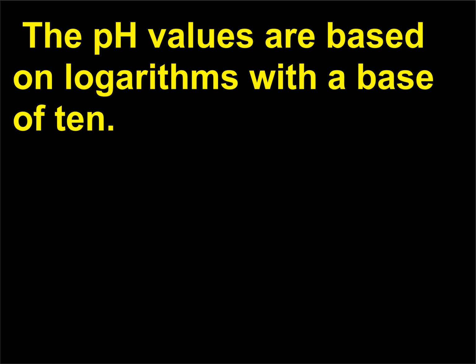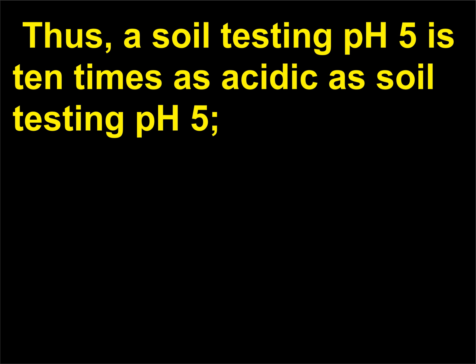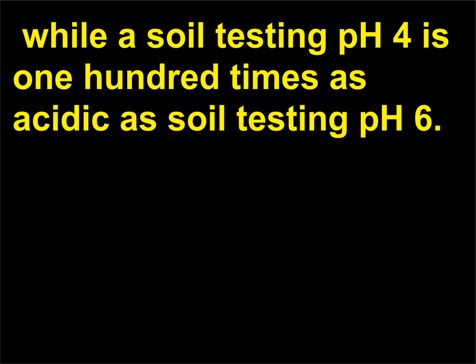The pH values are based on logarithms with a base of 10. Thus, a soil testing pH 5 is 10 times as acidic as soil testing pH 6, while a soil testing pH 4 is 100 times as acidic as soil testing pH 6.